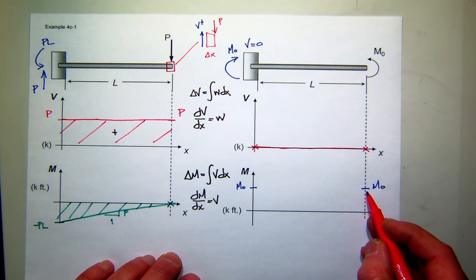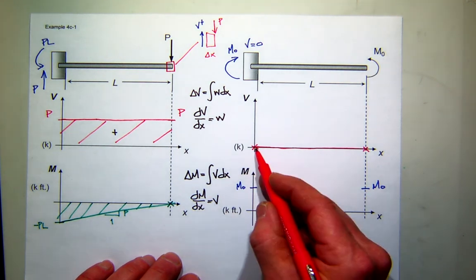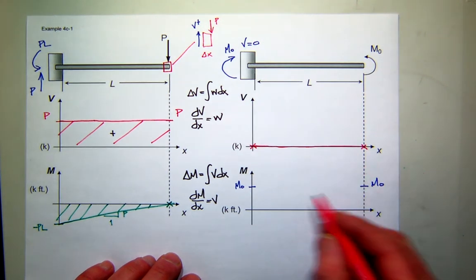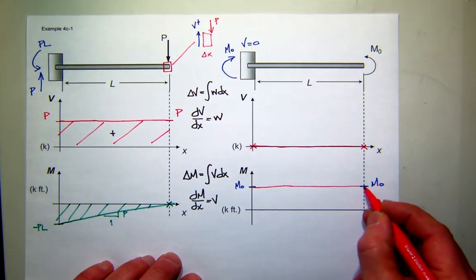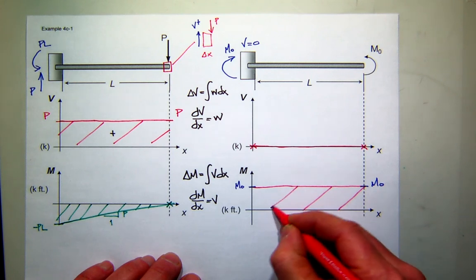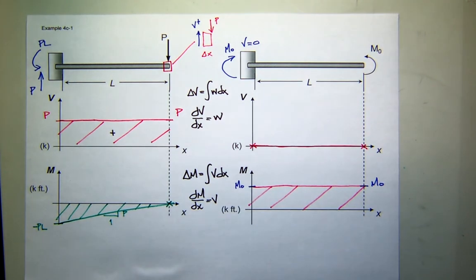Why? Because the slope is equal to the shear, and the shear has a value of 0, and this is a 0 slope curve. So there is my moment diagram. Any questions about these? All right, I'm going to stop.